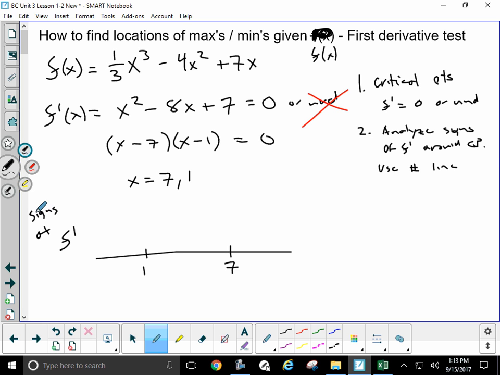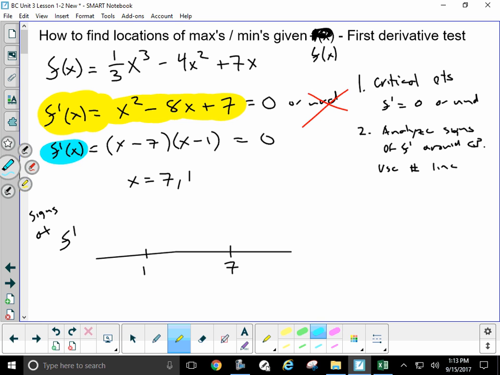Now, here's where people sometimes mess up. They're thinking, oh, I need to use x squared minus 8x plus 7 because that's f prime. Well, if I plugged in values like 8 and 5, it's going to take me a while to figure out those values, right? I don't really want values. I just want signs. I just want positives or negatives. So this adding and subtracting makes it more difficult. What we want to use is your factored form, your simplified f prime.